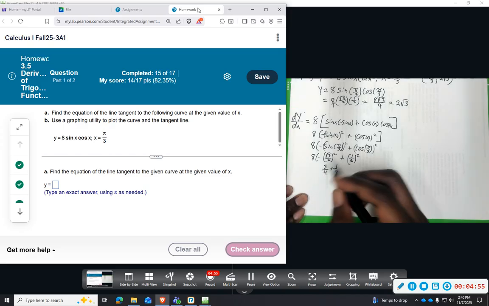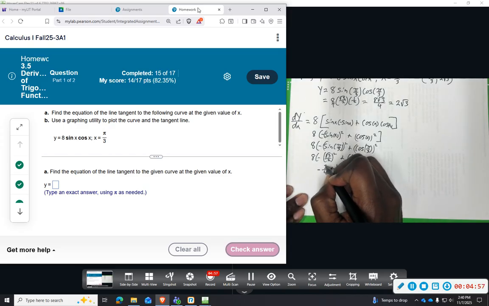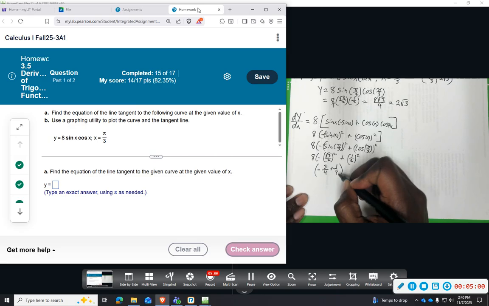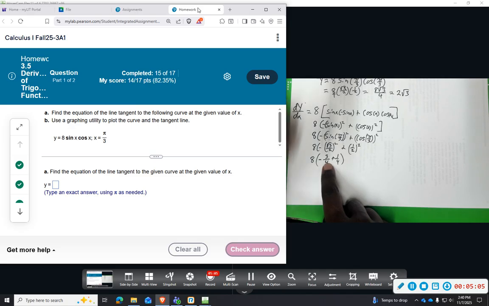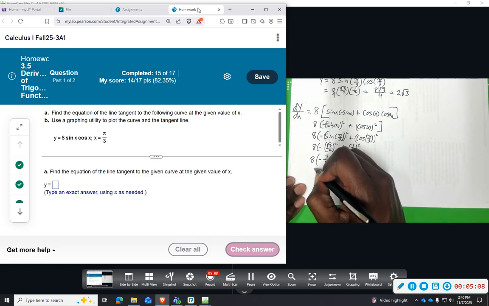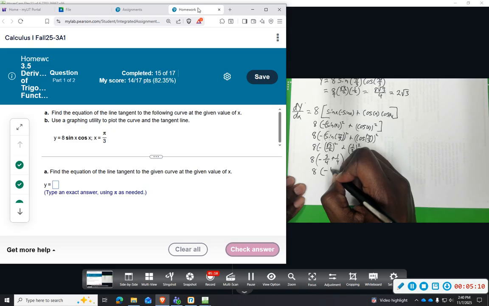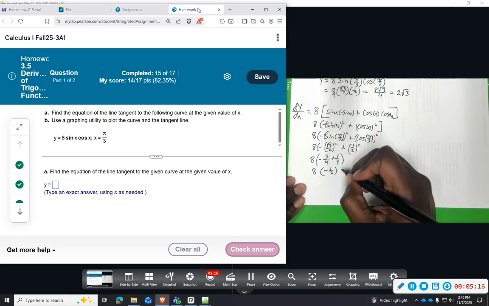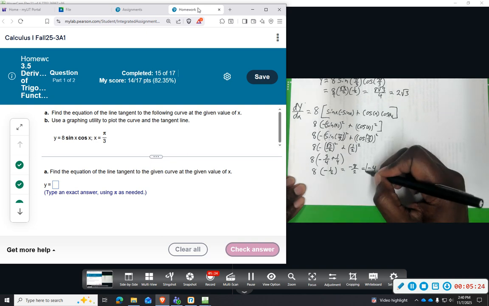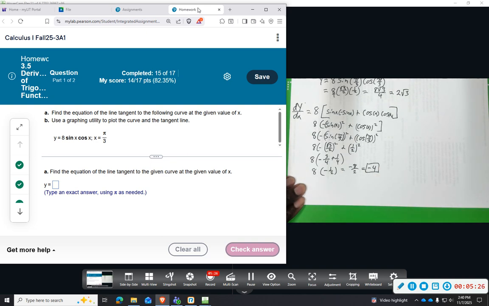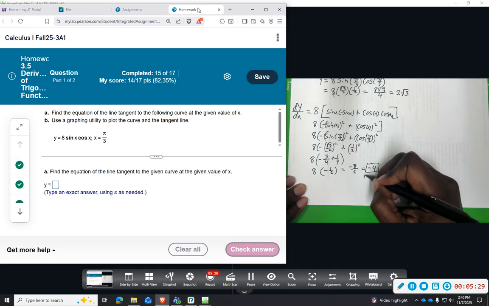D2. This gives me a negative 3 over 4, and I still got my 8 on the outside. So whenever I combine these two, this is going to give me 8 times a negative 1/2, because it's going to be a negative 2 over 4 reduced to 1/2. Multiply times 8, that gives us a negative 8 over 2, and that reduces to a negative 4. So this is the slope, the m tan, if you will. m tan, slope of the tangent line.